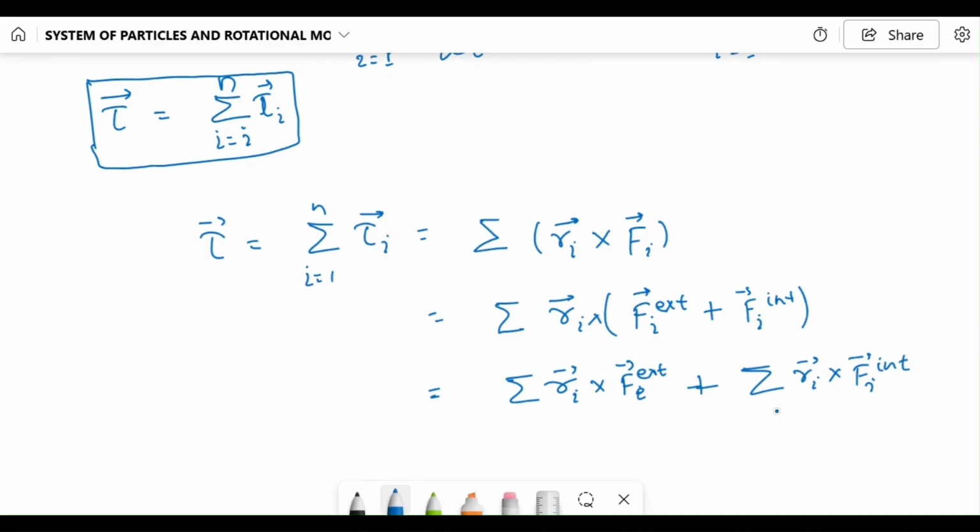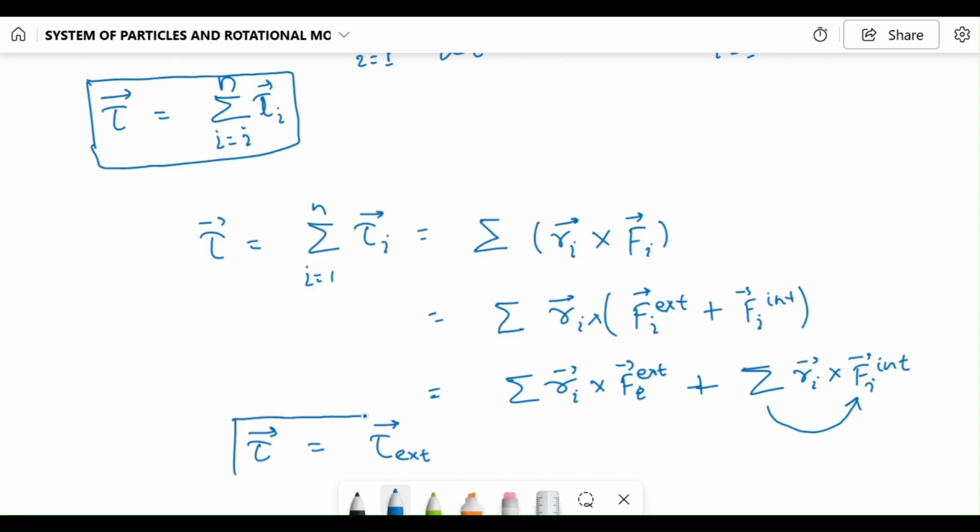And now we know if we are going to sum all the internal forces, these forces we have already discussed. These forces occur in pairs, and so the net force will be zero. So here this term is not going to contribute. So the total torque will be only the external torque here.